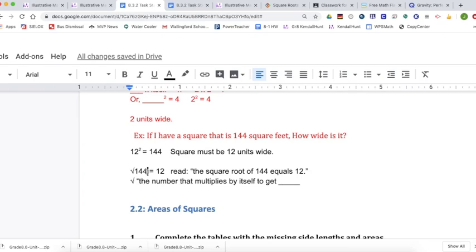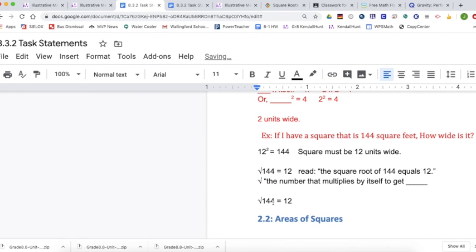And that number is 12. All right, so it's kind of like going backwards from squares. 12 squared is 144 because the square root of 144 is 12. But we could also say that the square root of 144 is 12 because 12 times 12 is 144.